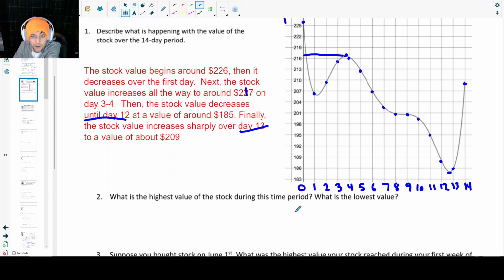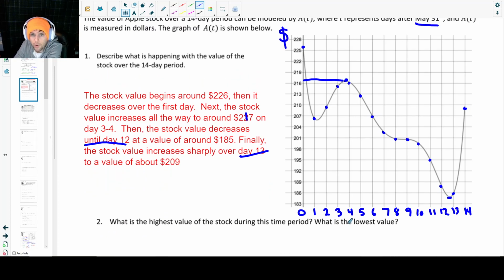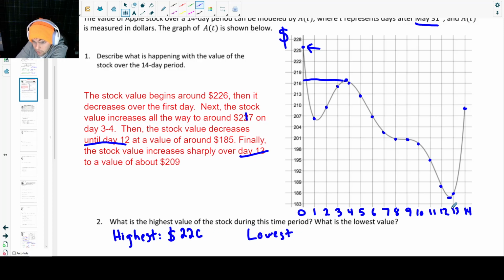All right. What is the highest value of the stock during this time period? What is the lowest value? Okay, so our highest is all the way up here at the very beginning. So our highest is, we called that $226. So 226, and then we had a lowest that was occurring down here, and we said that was somewhere around $185. Again, these are approximations. I don't really know the exact answers here, but we'll go with that as our approximation. Interesting that that was green.